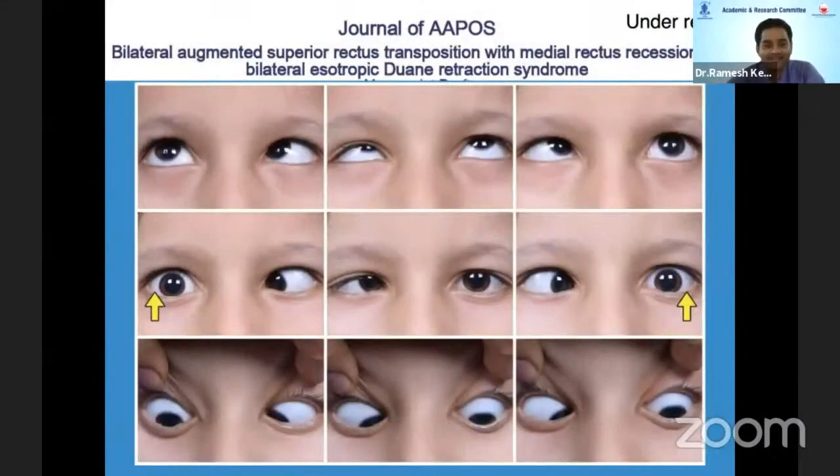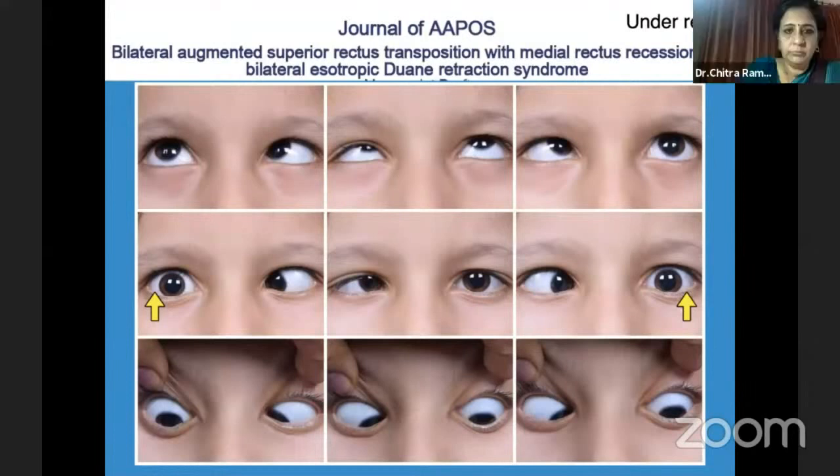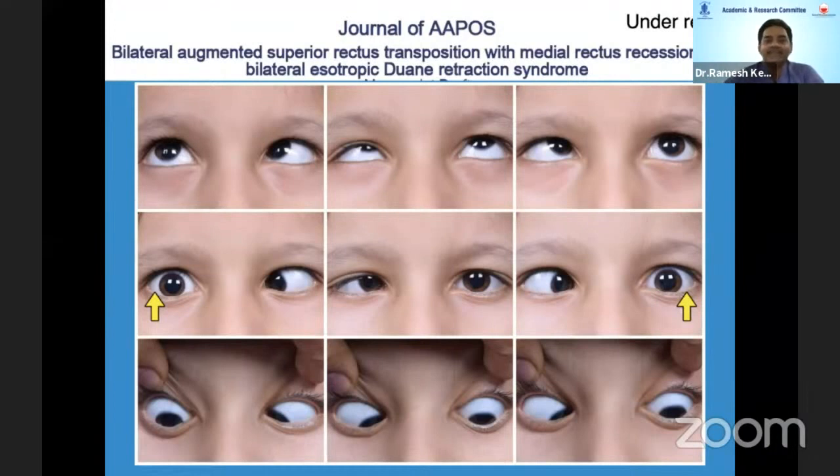Okay. So I think I can cover only the esotropic part. Carry on, Dr. Ramesh. You carry on. Pardon? Okay.